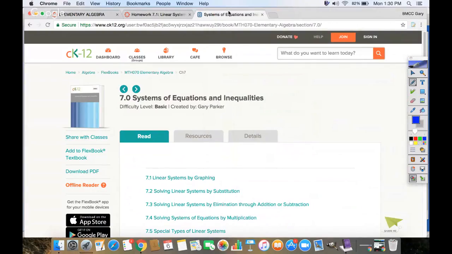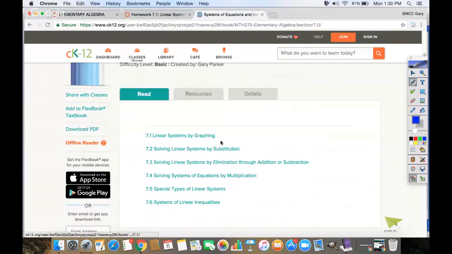So here we have solving systems of linear equations. And in a previous video, I looked at graphing and substitution. I'm going to take a look at elimination. And the next three sections kind of focus on that there. And then inequalities is a related but slightly different idea related to last chapter.